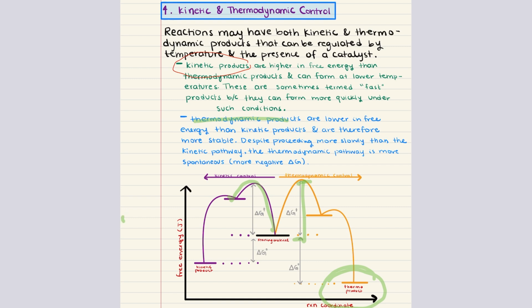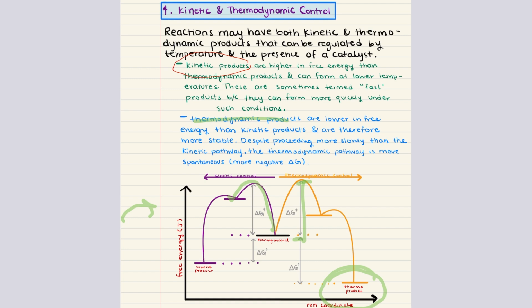Now, a reaction coordinate diagram, like you see here, is a graphical representation that shows the energy of a system as a reaction progresses from reactants to products. The height of the hills or peaks that you see on this diagram represent the activation energy that's required to reach the transition state from the reactants or from the products.